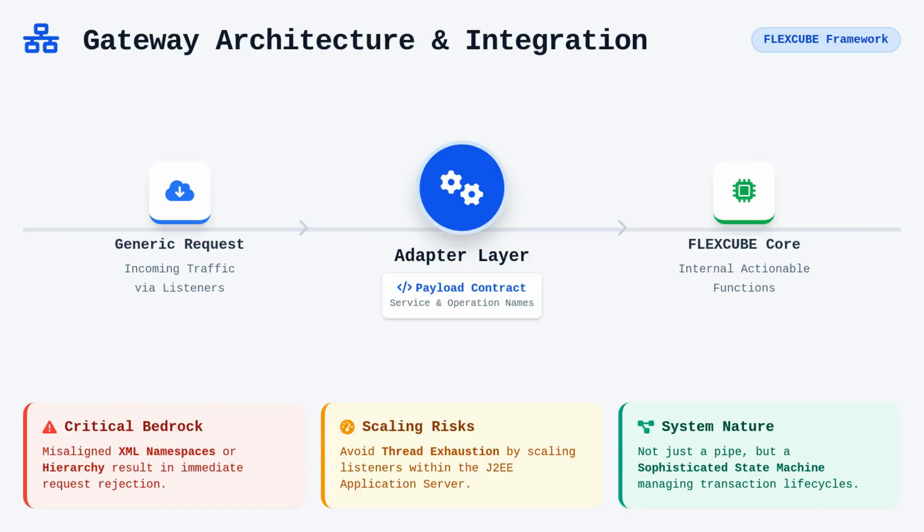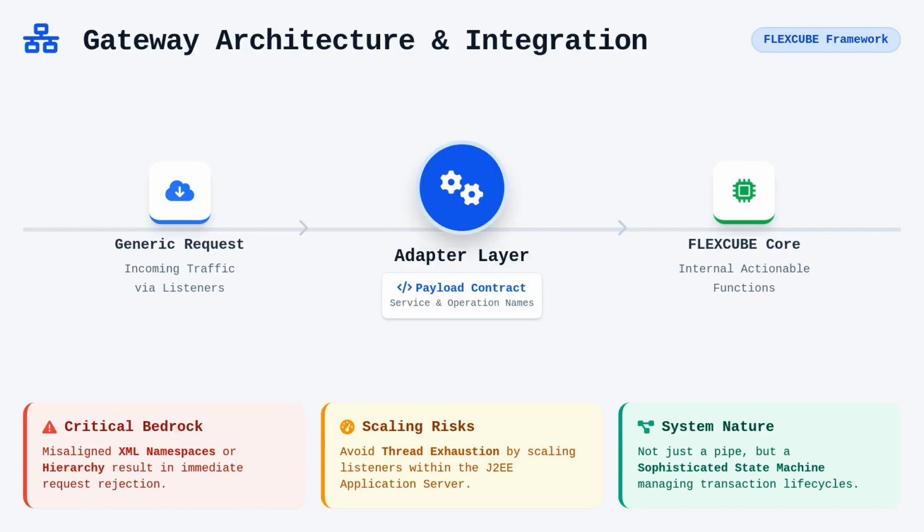If your XML namespace or element hierarchy is misaligned, the system will reject the request before it even touches the internal processing queue. Furthermore, you must consider the deployment of these connectors within the application server environment, ensuring that the necessary listeners are registered to capture incoming traffic.